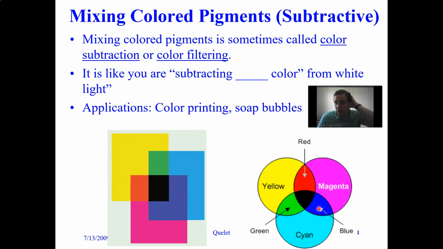The intersection of those is blue, and the intersection of yellow and cyan is green. Okay? Because again, green is absent from both yellow and cyan. And then blue is absent from... blue gets transmitted from cyan and magenta filters.